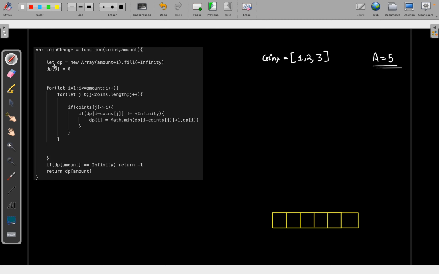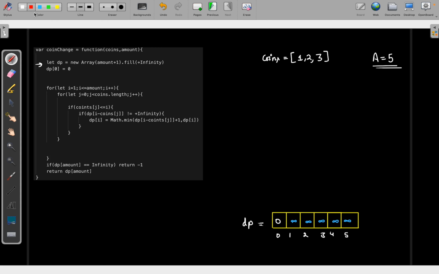So if I come to this function, I will first create a DP. This will be my DP, which will be of size amount plus 1. So that is 5 plus 1, that is 6. So this is a size of 6. Okay, and I have filled it with infinity. So let's suppose I have filled all of these with infinity. Okay, and I will say dp of 0 will be 0.